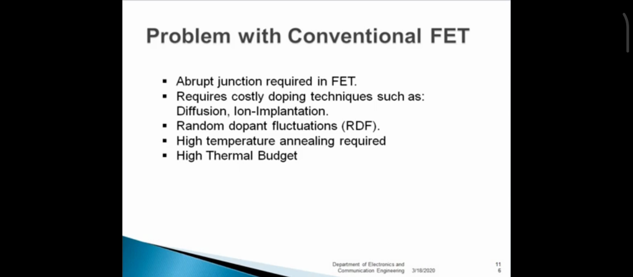During diffusion and ion implantation, some atoms are dislocated from their positions. This condition is called random dopant fluctuation. So a high temperature process is required to move the atoms back into their original positions, so the thermal budget of the device is very high. These are the drawbacks of the doped FET.